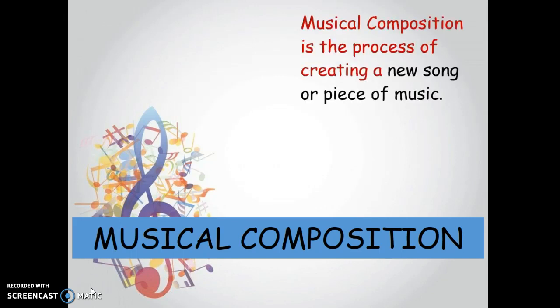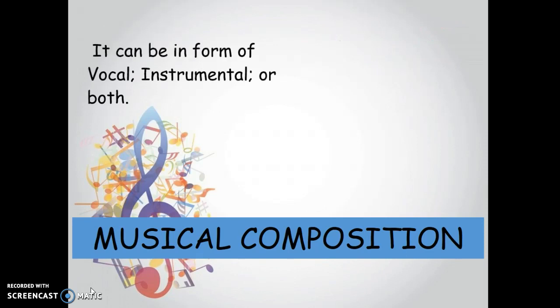Musical composition is the process of creating a new song or piece of music. That is a song that has not been in existence before now. A musical composition can be in the form of vocal, that is your voice. If you have heard songs where there's no instrument, just voice singing, that is a vocal song. It can also be instrumental, where all you hear is the instrument and there's no voice, or both. So it can be vocal or instrumental or both. Remember, it's the act of creating a new song or piece of music.